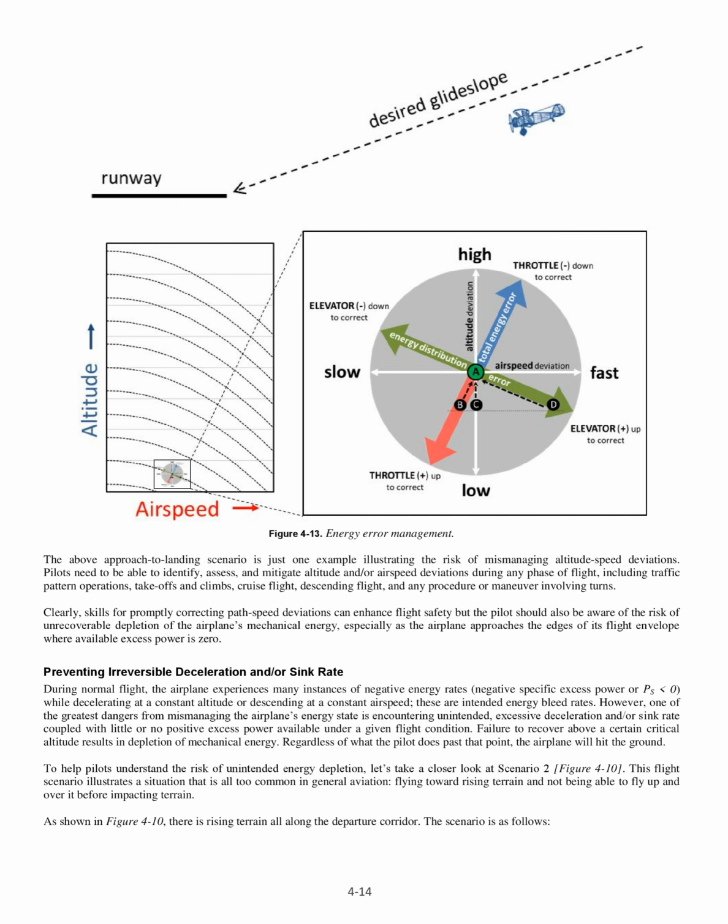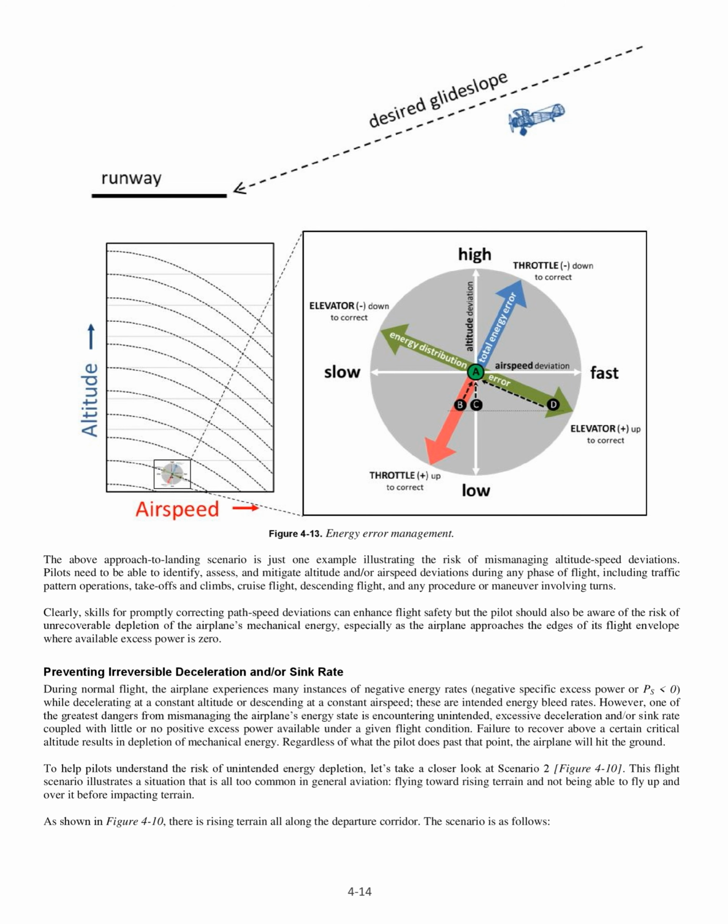The above approach to landing scenario is just one example illustrating the risk of mismanaging altitude-speed deviations. Pilots need to be able to identify, assess, and mitigate altitude and/or airspeed deviations during any phase of flight, including traffic pattern operations, takeoffs and climbs, cruise flight, descending flight, and any procedure or maneuver involving turns. Clearly, skills for promptly correcting path-speed deviations can enhance flight safety, but the pilot should also be aware of the risk of unrecoverable depletion of the airplane's mechanical energy, especially as the airplane approaches the edges of its flight envelope where available excess power is zero.